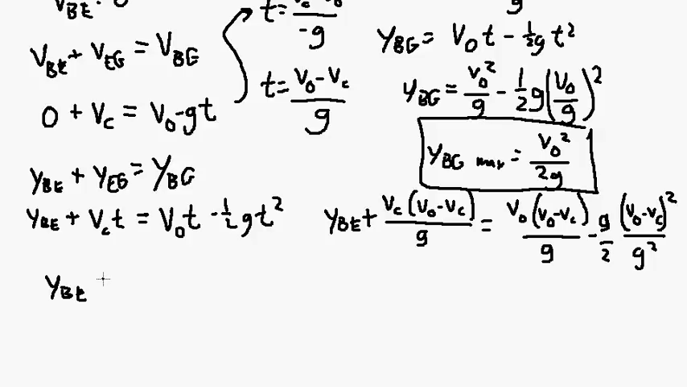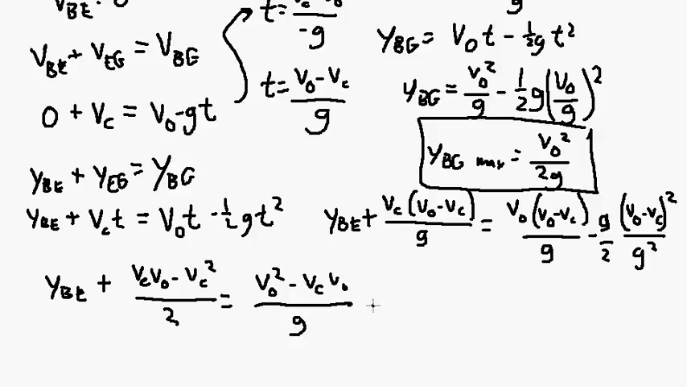So plus, I'm just going to go ahead and expand this. So v_c times (v_0 minus v_c) over g equals v_0 squared minus v_c v_0 over g, minus, this is going to be over 2g, (v_0 squared minus 2 v_0 v_c plus v_c squared) over the 2g.